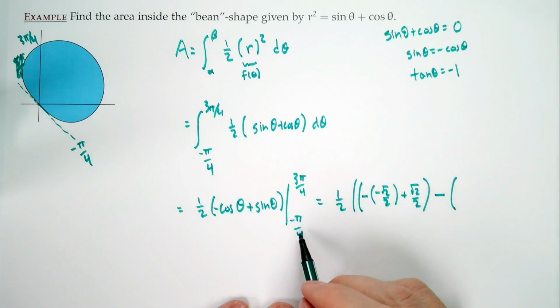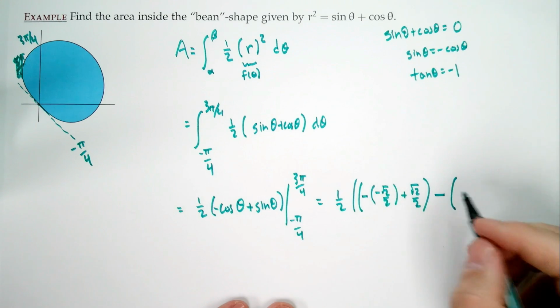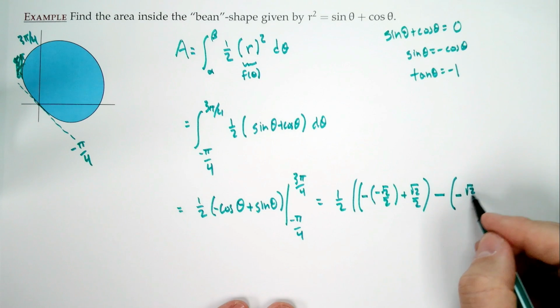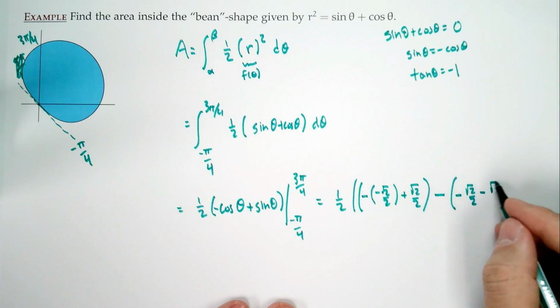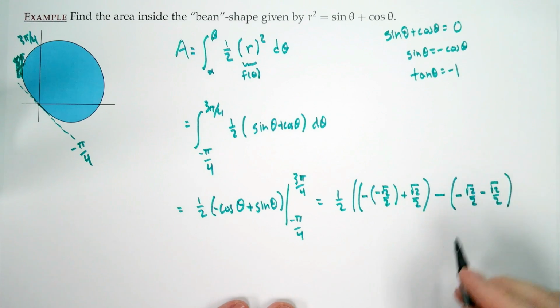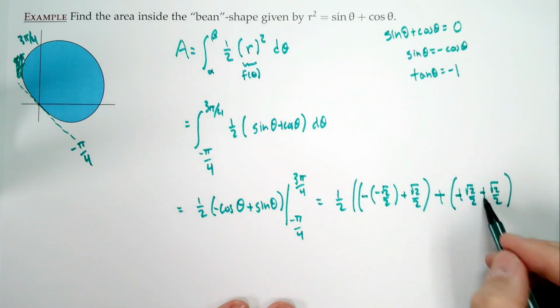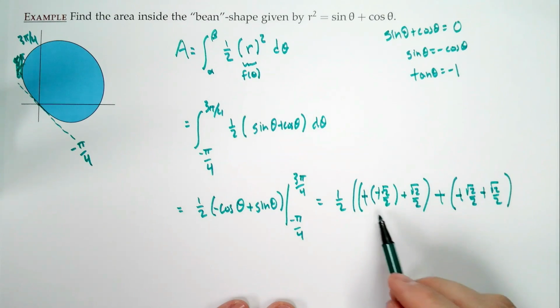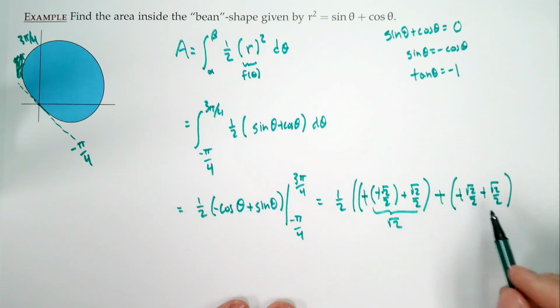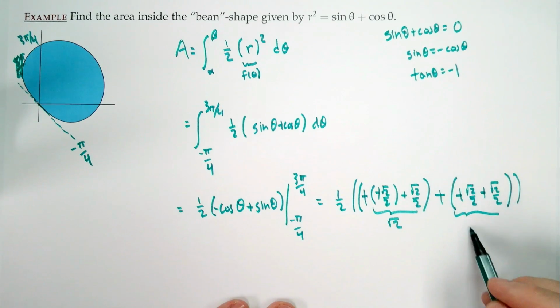Minus, at negative pi over 4, cosine of negative pi over 4 is root 2 over 2. Sine of negative pi over 4 is negative root 2 over 2. And if you work out all the signs, you see that all these minuses go away. So you have a root 2 over 2 plus a root 2 over 2. So this becomes a root 2. This also becomes a root 2.